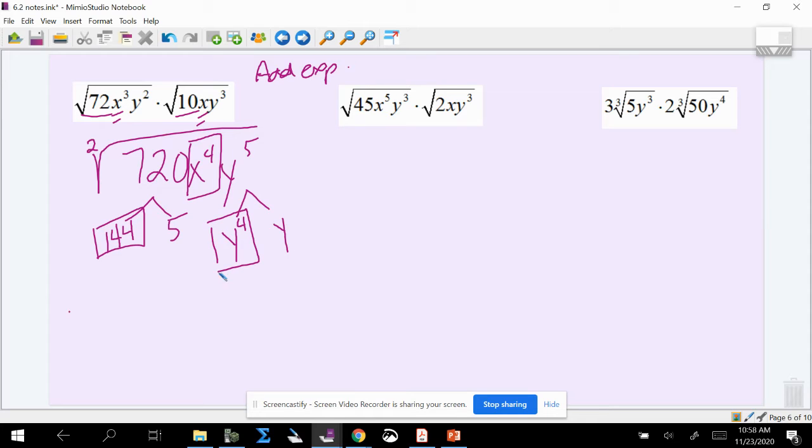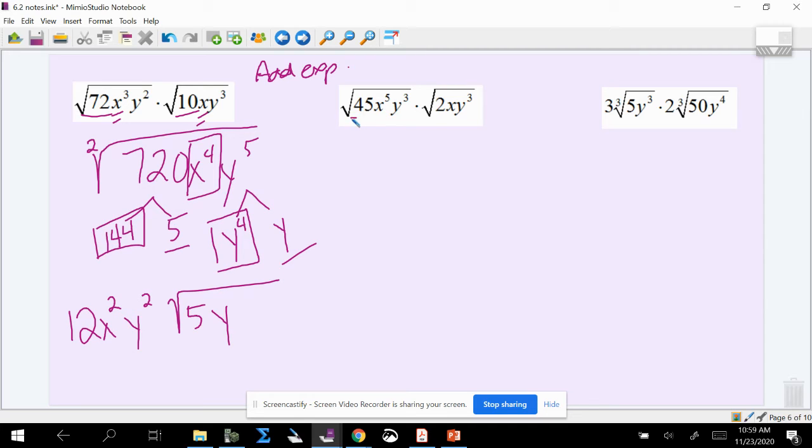The square root of 144 is 12. The square root of x to the fourth is x squared, do power over root. The square root of y to the fourth is also y squared. And then left under the radical, I have a 5. I don't have any x's, and I have a y. So that is my answer.